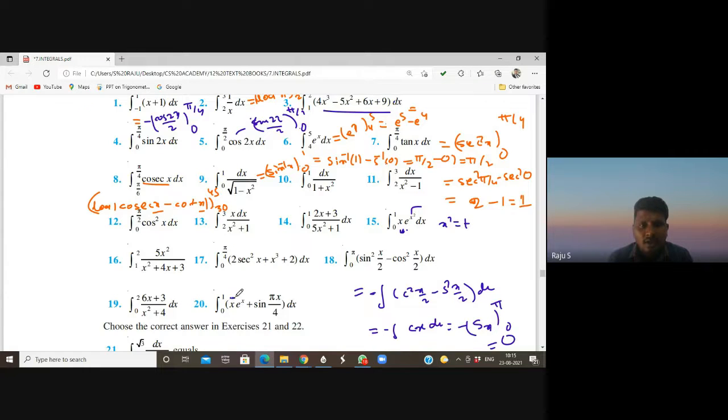Here you can apply the UV rule. This we will get directly. Here secant square is tan x, x cube is x power 4 by 4, 2 is 2x. The integral of secant square is tan x. x cube is x power 4 by 4, 2 is 2x. Now 0 to pi by 4.